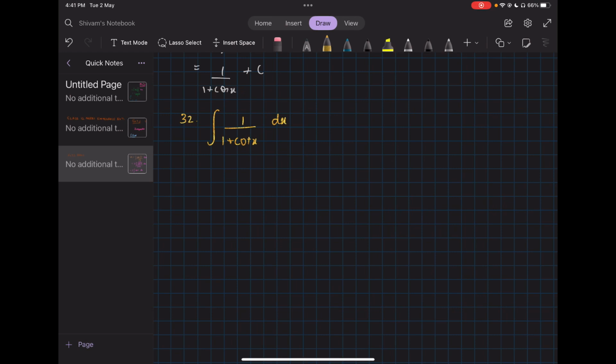Here we see that the derivative of cot x is minus cosec squared x. We don't see that anywhere in the integral, so it's not going to be a direct u-sub, guys. Whenever you see cot or tan, if you can't figure out anything, just convert it to sine and cos. And I promise you, it will be easier.